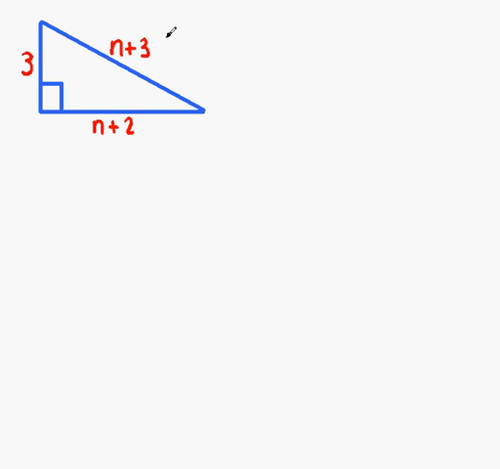Now if we stick to what we did before, the long side, we always use the label A, and the two short sides, doesn't matter which ones, we'll call this one B and this one C. If we remember back, Pythagoras formula is a squared equals b squared plus c squared.